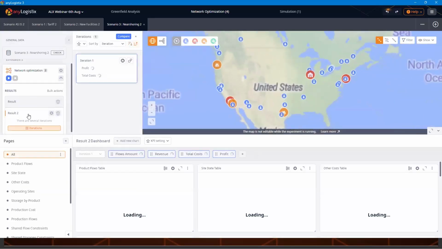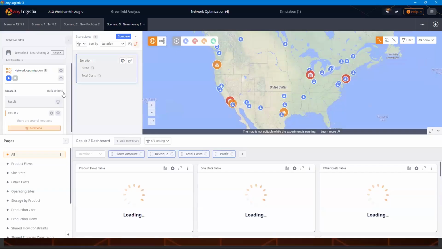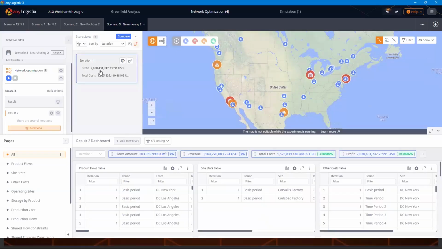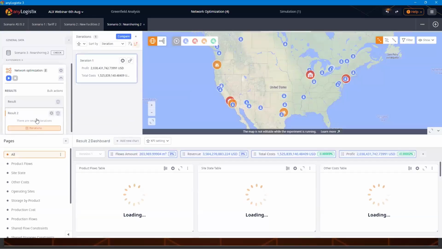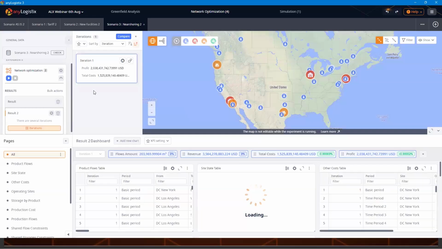Yeah, so here, in this window, you can see the KPIs very straightforwardly. Right now, we are just running in this experiment setting. We are just saying I want only one base solution. But if you want to know what is my best solution, what is my second best solution, third best solution, you can run the model two, three, four times and compare the iterations together.